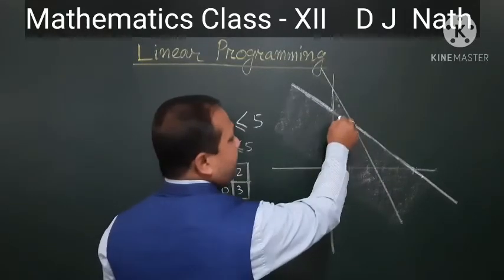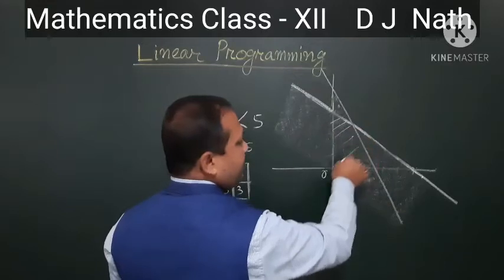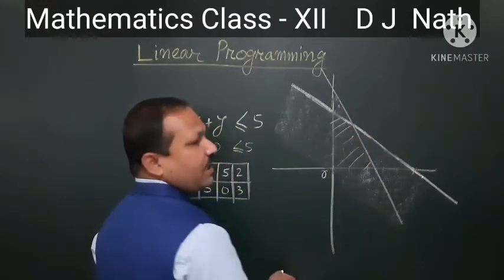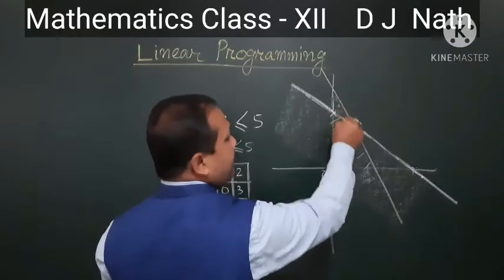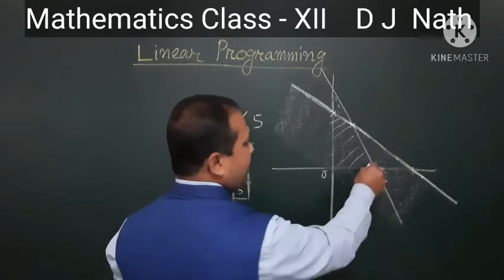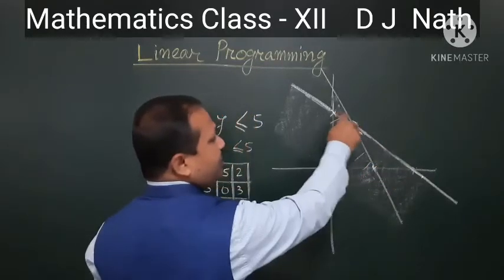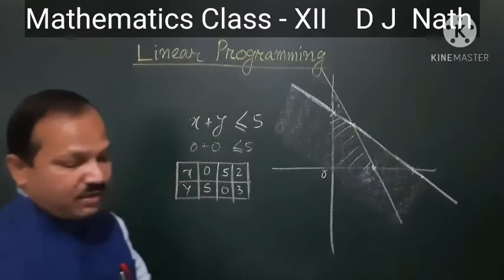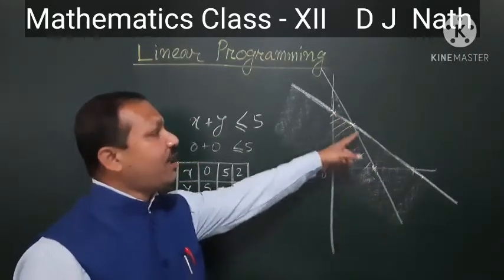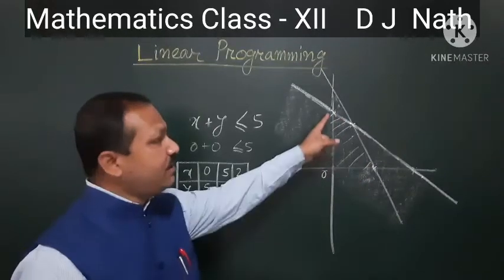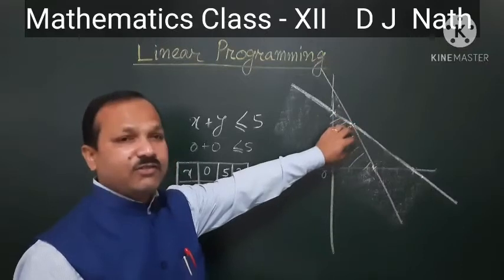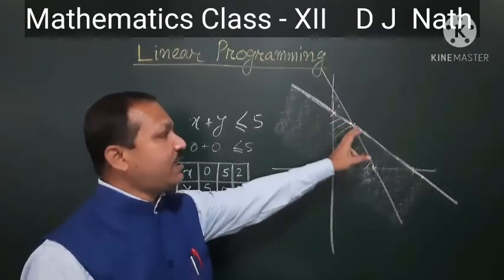Then there is a common portion. In that common portion, there are some points: this point, this point, this point. Here the common portions are these points, so these points are called corner points. Okay? 1, 2, 3, even this also. These are corner points in the first quadrant, positive. So these are corner points.